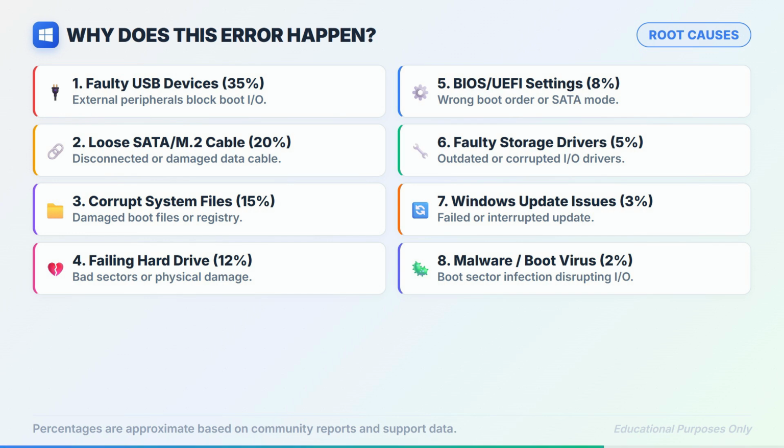Now let us understand why this error happens. There are 8 main root causes. First, faulty external USB devices or peripherals, which is the most common cause. Second, loose or damaged SATA cables inside the PC. Third, corrupt system files or Windows registry problems. Fourth, a failing hard drive with bad sectors.